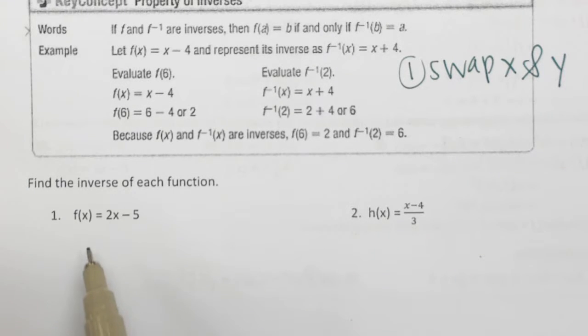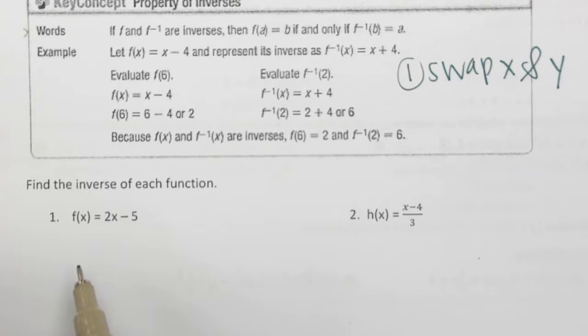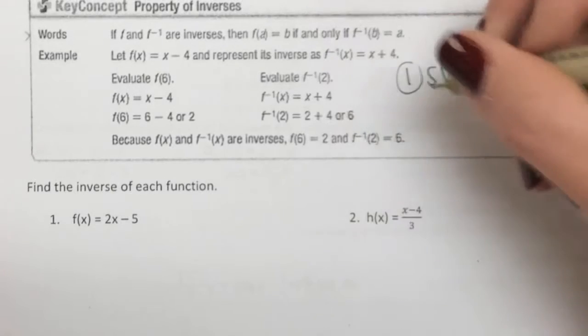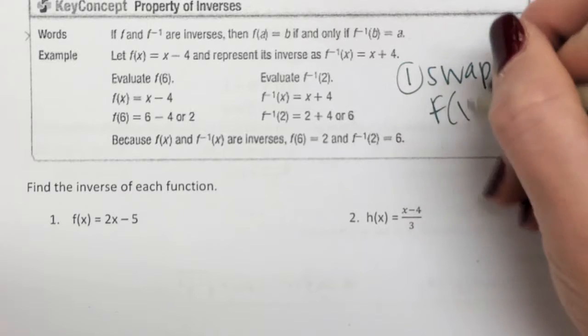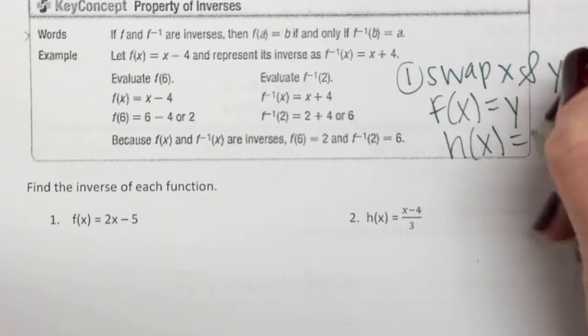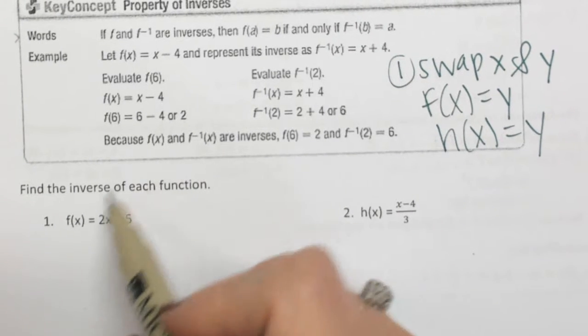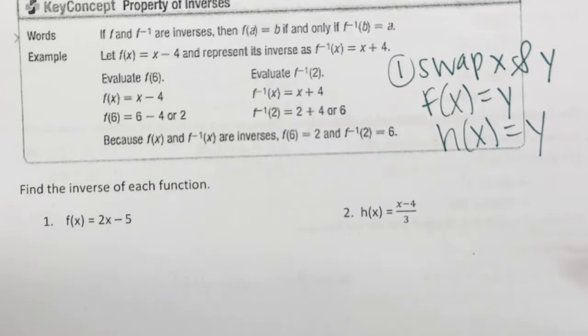Like in this one, what's our y? F of x. I had a poster in here, but I took everything down. So f of x is the same thing as y. And so is h of x. They're just fancy words for y. So here's our y, here's our x.